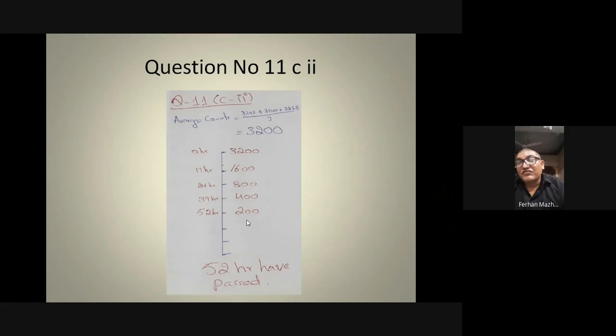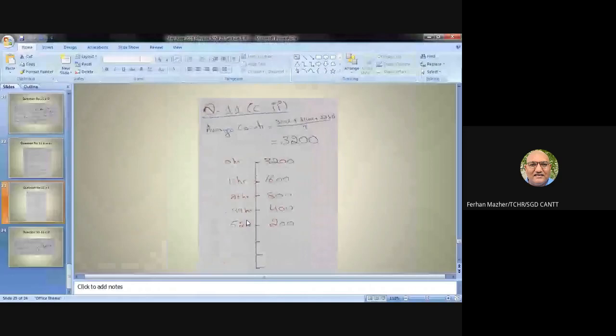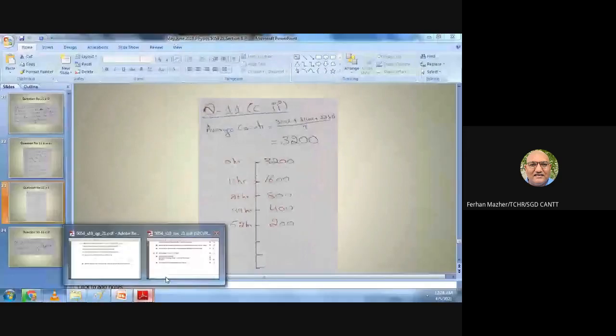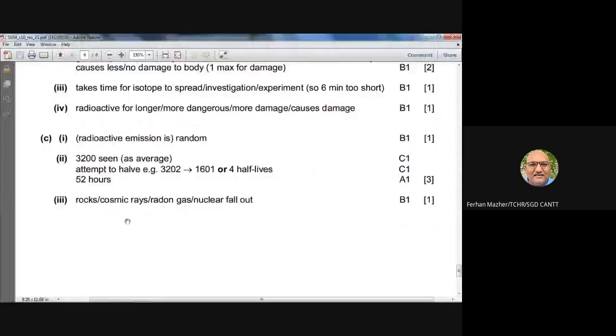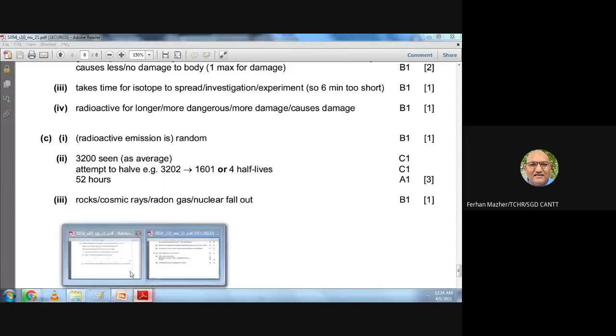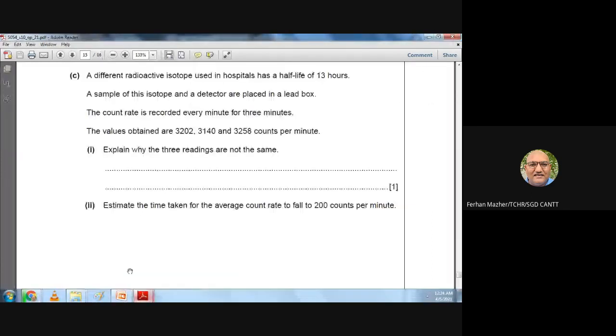I hope you have understood this. So let's check the marking scheme. The marking scheme says 52 hours. So hopefully you have understood how we came to know how much total time has passed, and that each half-life was 13 hours. This was a 3 mark question.